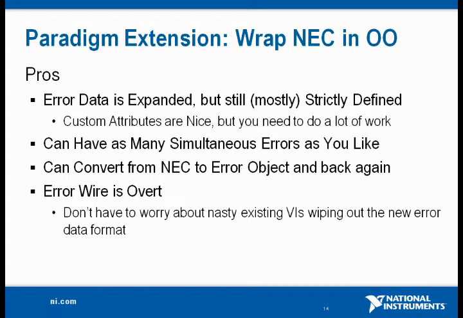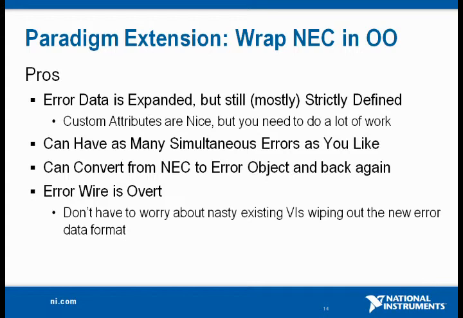The error wire is overt, and the reason this is a really important point is that you don't have to worry about nasty existing VIs wiping out the new error data format. I mentioned earlier a company being sunk because they shoved a whole bunch of stuff in the source as a data bus. The source, the code and the Boolean are public data. Once that error cluster goes into a sub-VI, you have lost control of it. That sub-VI can do whatever it likes with it and then pass whatever it wants out.